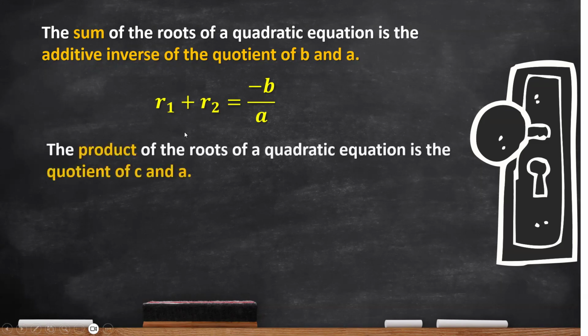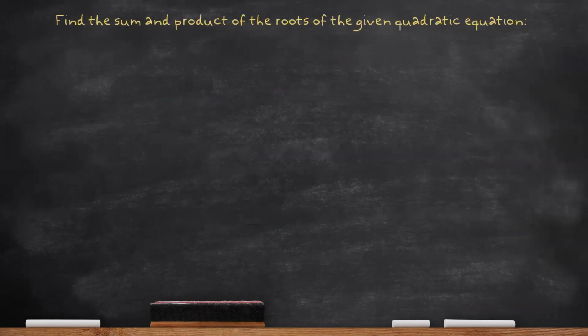And then for the product of the roots of a quadratic equation, the formula is the quotient of C and A. So it's now C over A. Ganun lang siya. So now let's find the sum and product of the roots of the given quadratic equation. So we have there x squared plus 7x plus 12 equals 0.